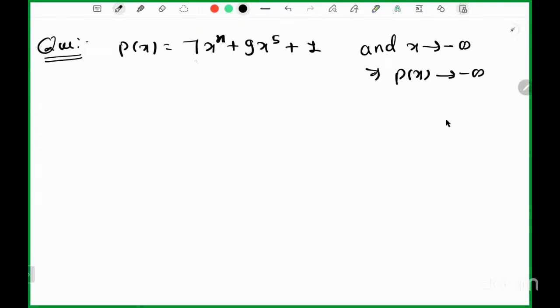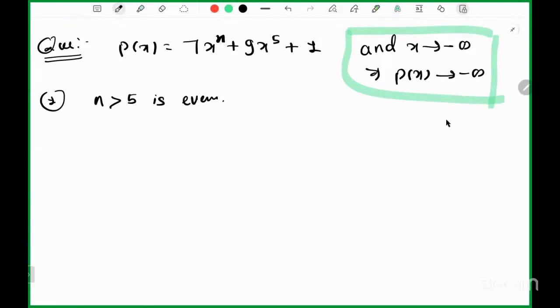Okay. So here p of x is given to be 7x to the power n plus 9x to the power 5 plus 1, and x goes to minus infinity implies p of x also goes to minus infinity. Then the first option says n is strictly greater than 5 and even. So can we take any even value of n with this condition? I think we cannot take it, because this condition is not satisfied.